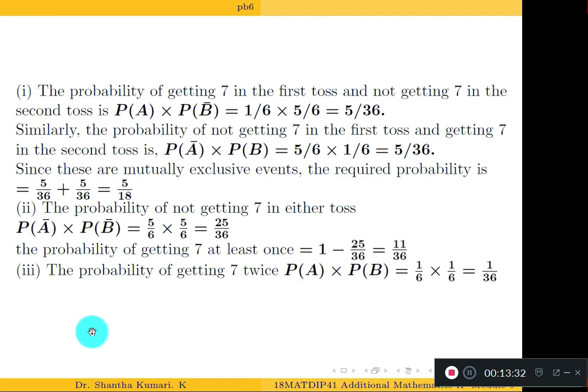Third question. Probability of getting 7 twice. That means in the first toss also you are getting 7, and second toss also you are getting 7. So chance is 1 by 6 into 1 by 6. Answer is 1 by 36.